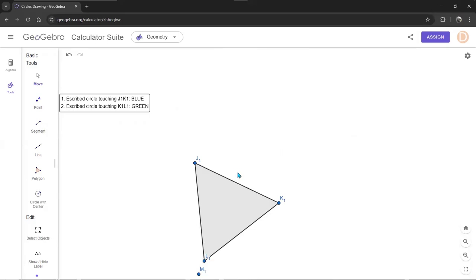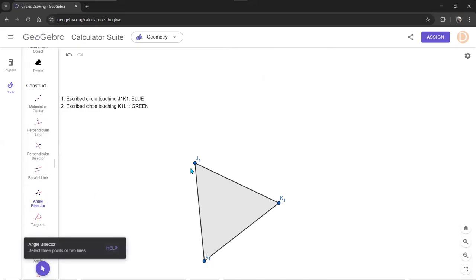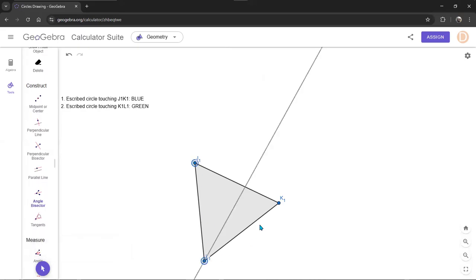So we had the escribed circle touching J1, K1. So this J1, K1. So we were bisecting this angle, which is opposite. So we proceeded. Let me try to move first because we had done this. So we had that bisector. So for this one, I'll not cut them first. I'll cut them after we have confirmed that we have an intersection point. And now we need to extend the other two.